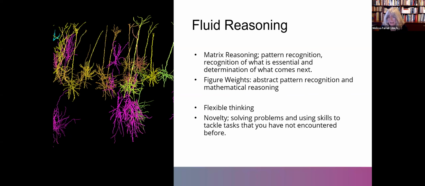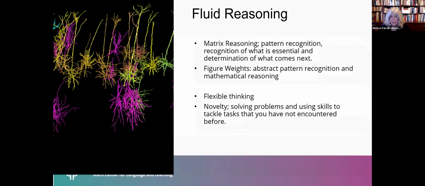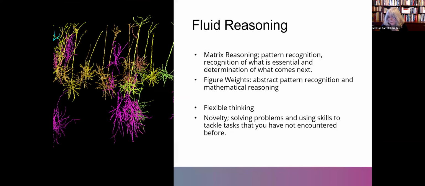Okay. Fluid reasoning is about novelty, flexible thinking, the ability to reach into your cognitive toolbox and pull out whatever strategy you need at the time. It's about pattern recognition. There are a lot of people who feel that if they could only measure one thing in the field of intelligence, this is what they would measure. And there are actually some IQ tests out there that are totally based upon matrix reasoning and pattern recognition. But it's all about perceiving a pattern and figuring out what's essential, what's not essential, and what comes next.